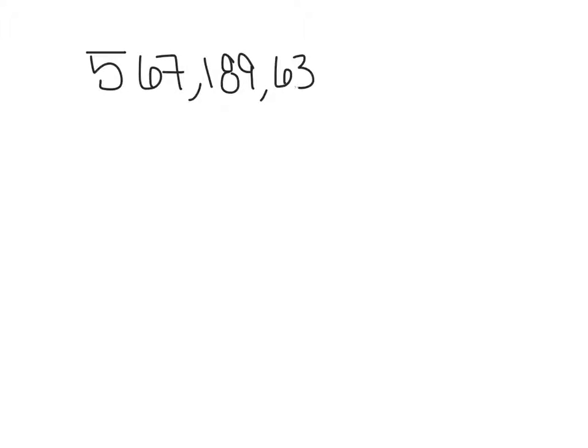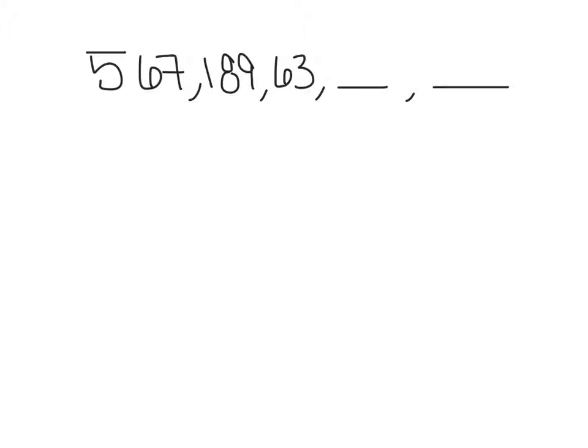Okay, so now we're going to move on to 8, 9, 10, 11, and 12, which are geometric. And so number 8 says, find the next two terms of the geometric sequence. So I have 567, 189, 63, and then I need to find the next two terms.